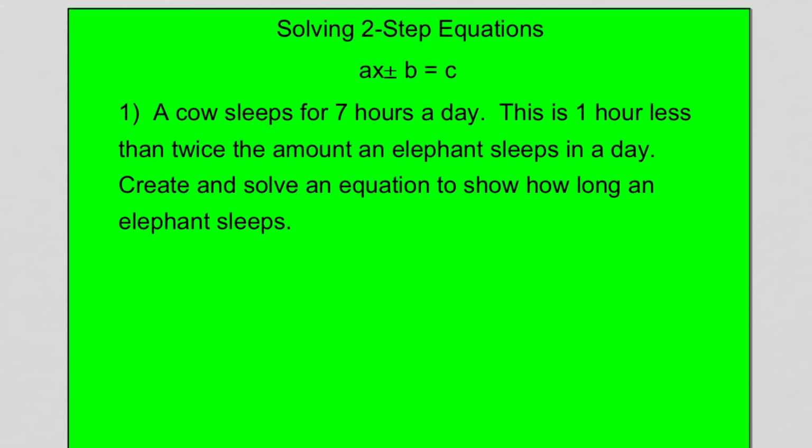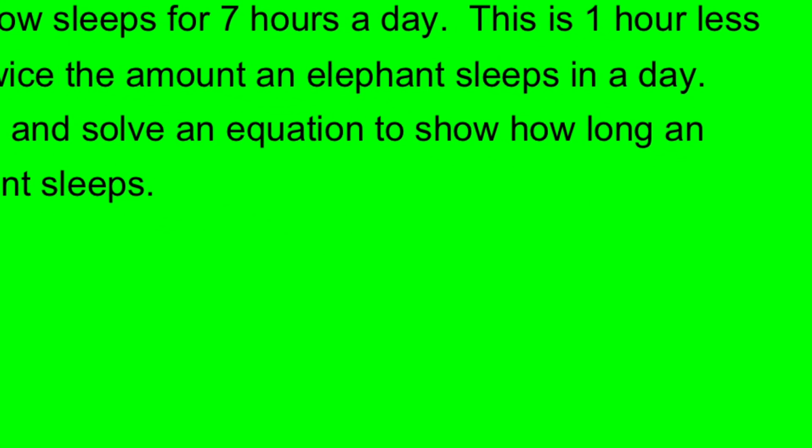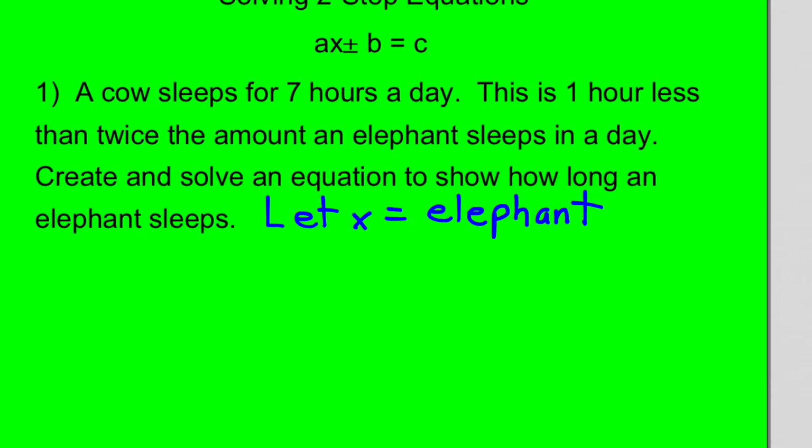Well, what we want to do when solving a word problem with an equation is identify our unknown. And the unknown is usually the question that was asked. And this says create and solve an equation to show how long an elephant sleeps. So to identify our unknown, let x equal elephant. So anytime you see elephant in the equation, that's going to mean x.